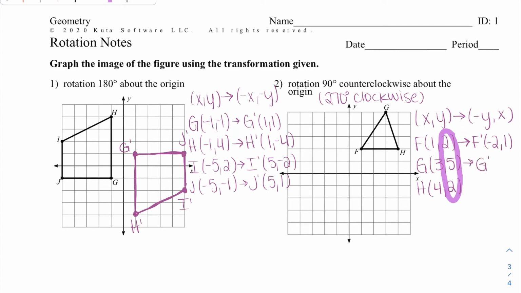For G, 3, 5, when we switch the sign of y, becomes 3, negative 5. And then we switch the order, it becomes negative 5, 3. And finally, point H, when we switch the sign of y, it becomes 4, negative 2. Then we need to switch the order, so our new H is negative 2, 4. Go now and plot these points.